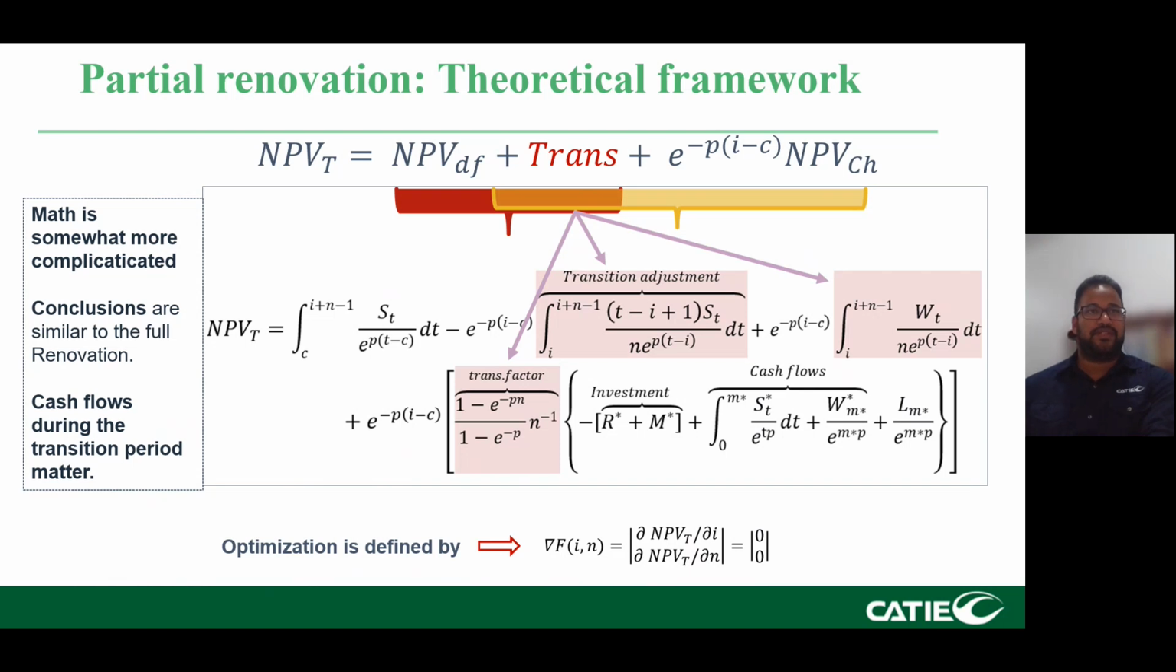However, the conclusions are similar to the full renovation. The only thing to remember here is the cash flow during the transition period. Those cash flows do matter for the decision. And the optimization rule here is defined by a vector of derivatives.